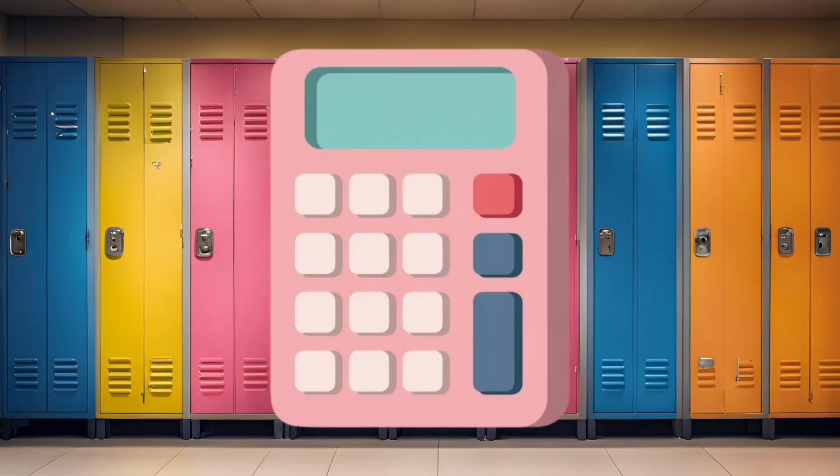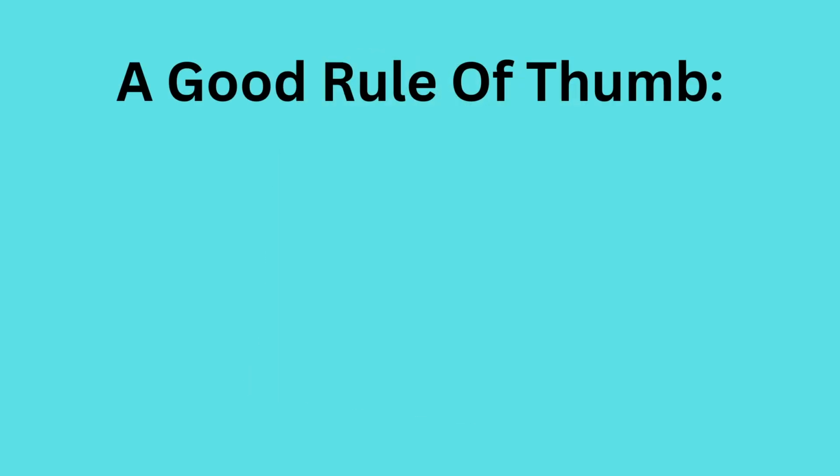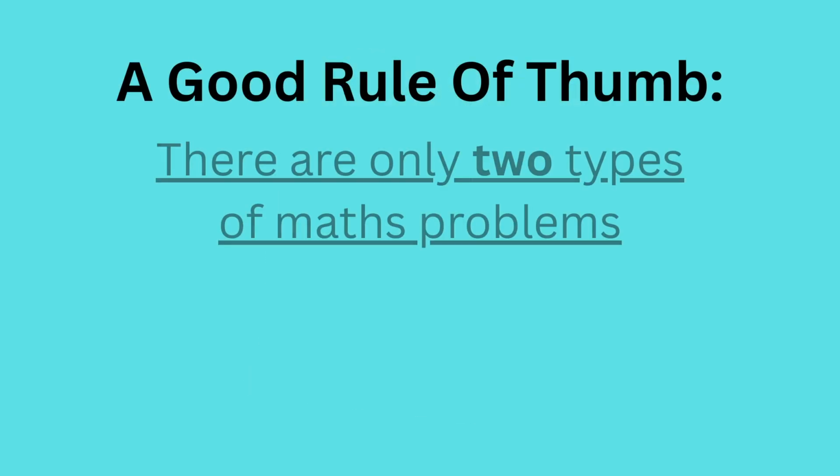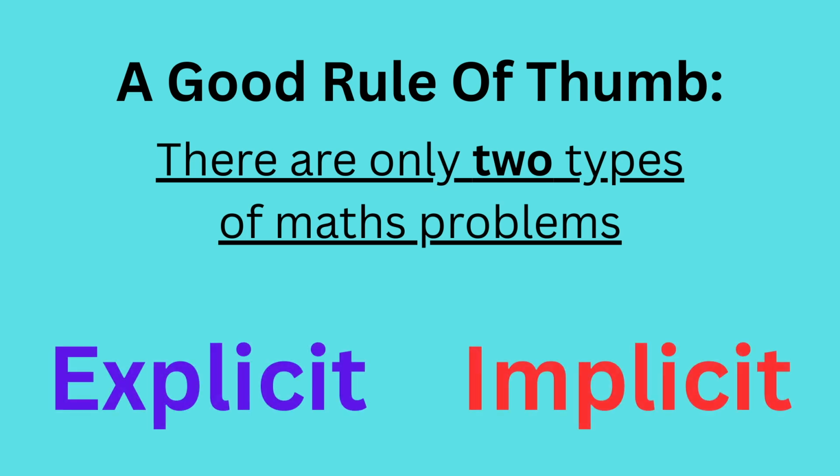High school mathematics success depends on the ability to answer maths problems correctly. There's a good rule of thumb to answer all of them correctly. I like to think that there are two types of maths problems, explicit and implicit. Depending on the problem is how it should be approached.